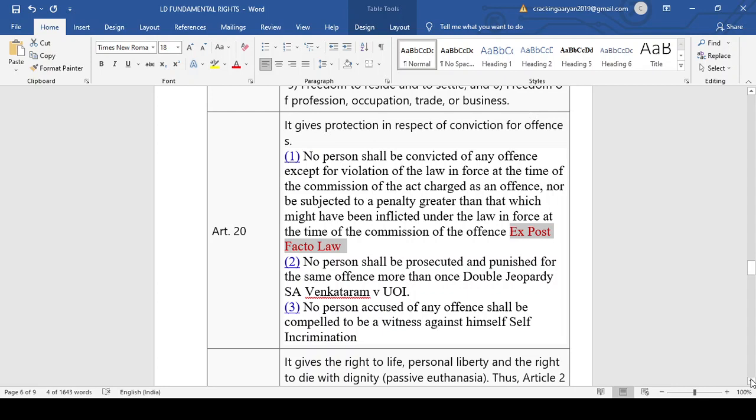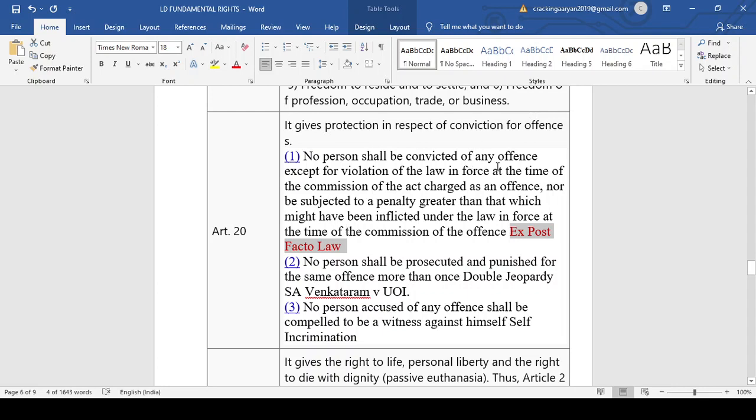On 15th of August, on the eve of Independence Day, the government brought the Cybercrime Security Act 2021. Now I will not be charged with that act, because I have committed the cybercrime on 12th of August. The act was brought by the government on 15th of August. That is Article 20 clause 1, ex post facto law.